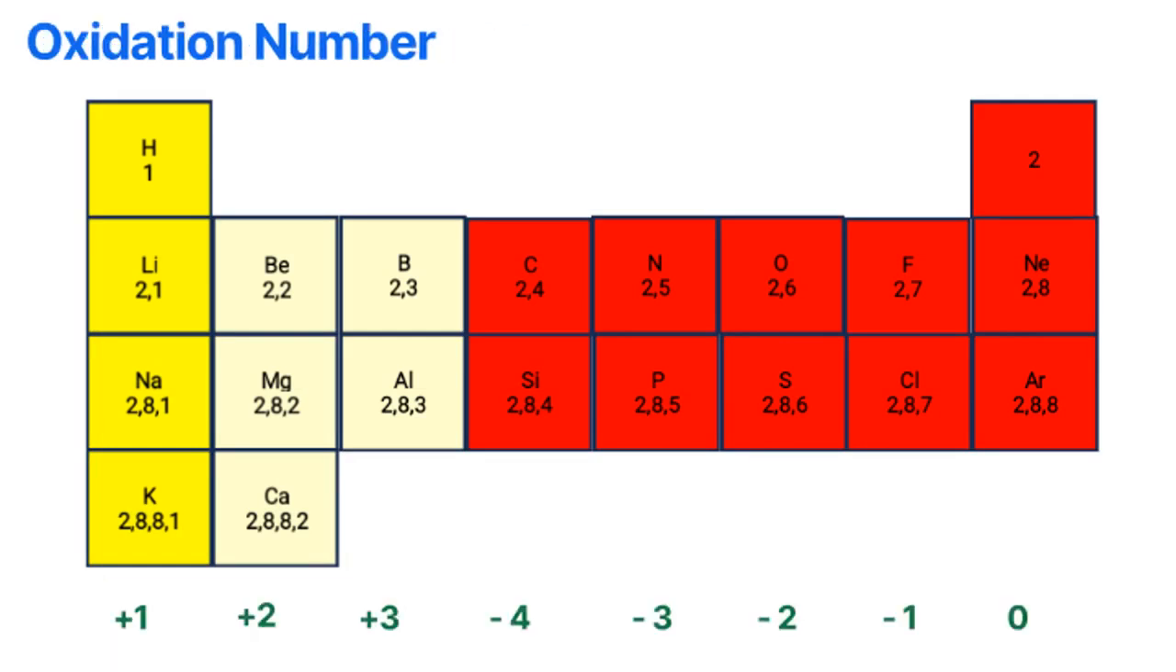The oxidation number of an element can often be predicted from its group. Group 1 has +1. Group 2 has +2. Group 3 has +3. From Group 4 onwards, we usually have negative values until Group 8, which is 0.